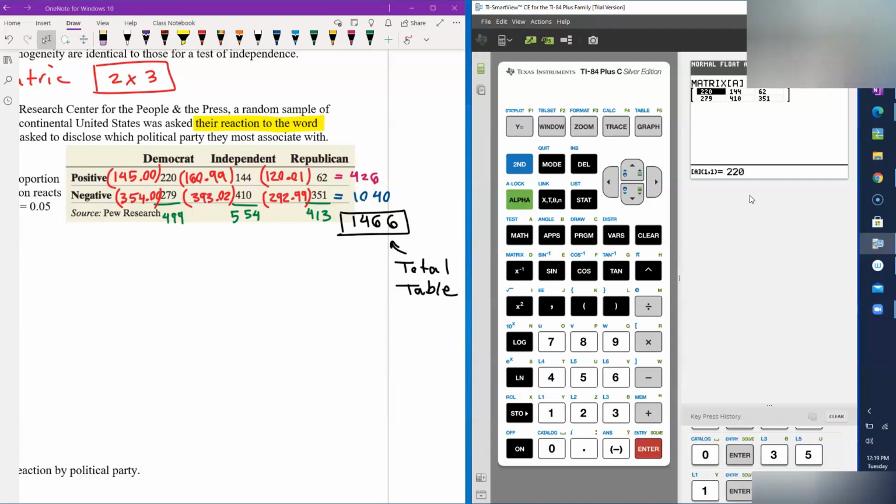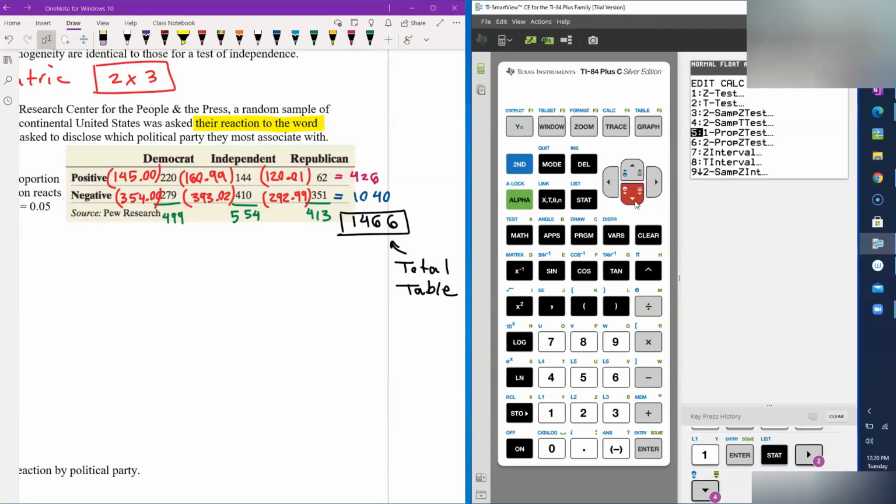Okay, now that we entered all these observed, we are ready to find chi-square and p-value. After that part, I'm not going to enter expected count, but right after entering observed, use stat, test, chi-square test. Enter. You don't need to enter anything on this part.